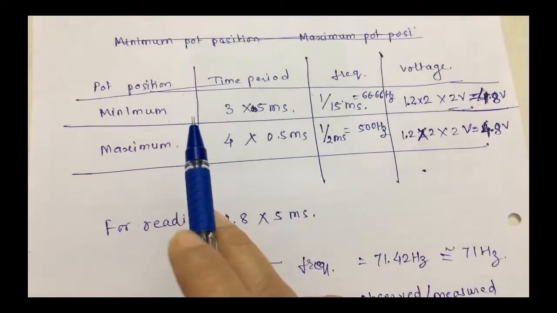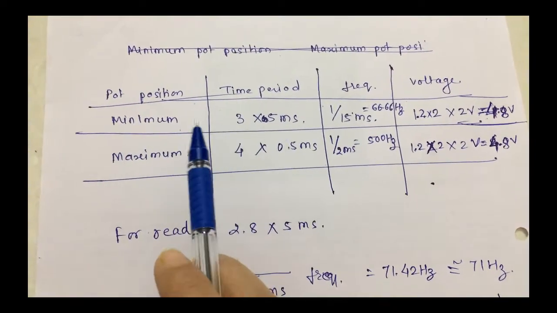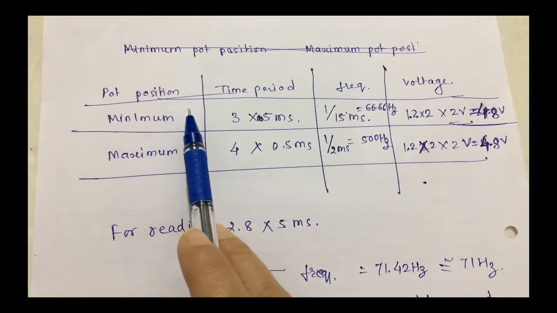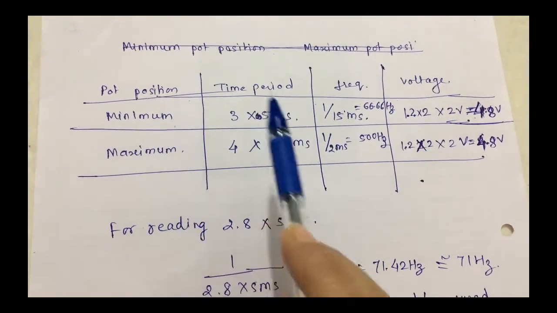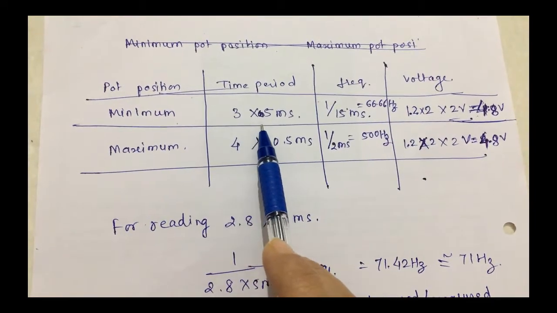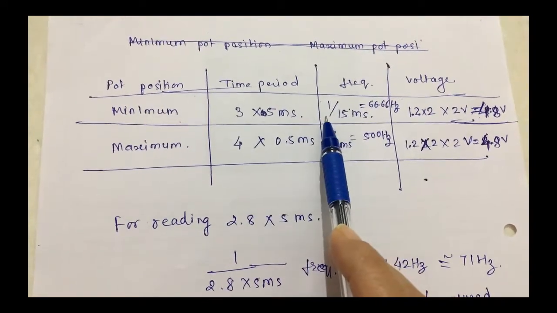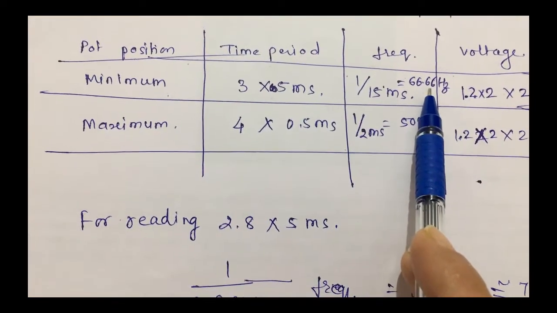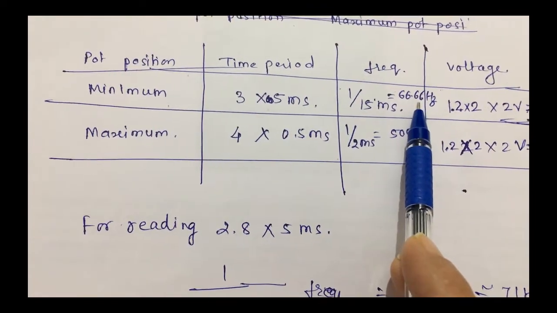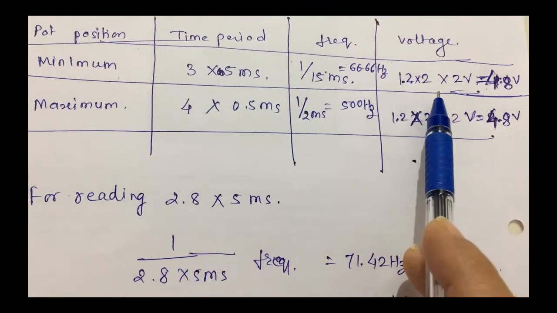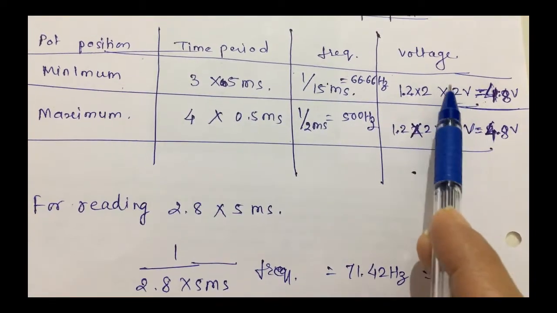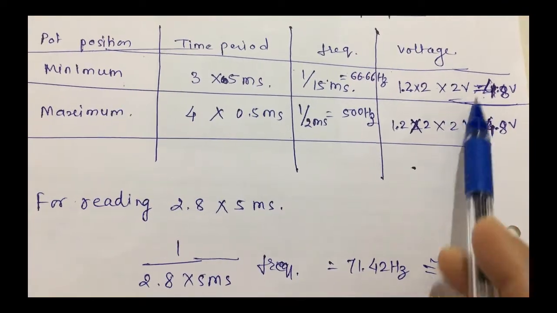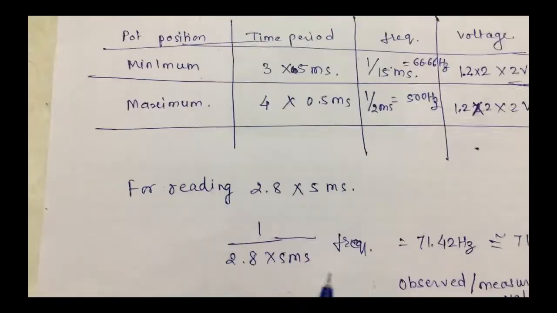Now I will explain the calculation part. First, we have set the clock generator on minimum. We have taken the frequency for minimum pot position. For that, the time period we got is 3 into 5 millisecond. So frequency will be 1 upon time period, that is 1 upon 15 millisecond, which is 66.66 Hertz, the minimum pot frequency. And voltage for it is 1.2 into 2 volt per division knob. This is the peak to peak voltage. So it will give 4.8 volt. It will be same for both minimum and maximum pot position.